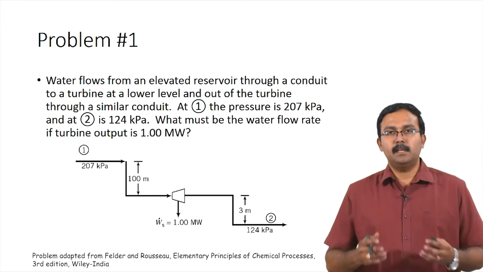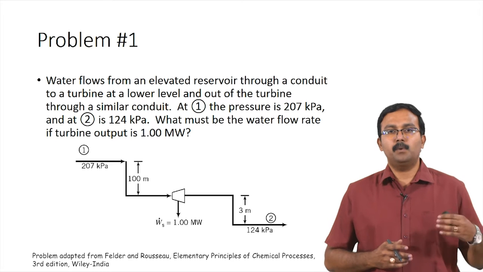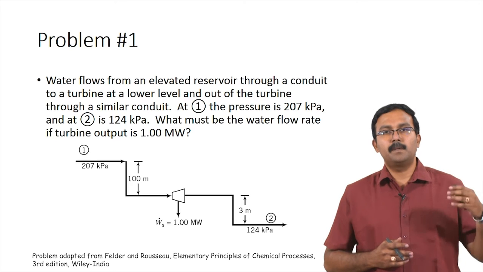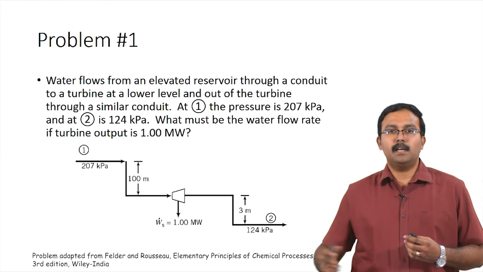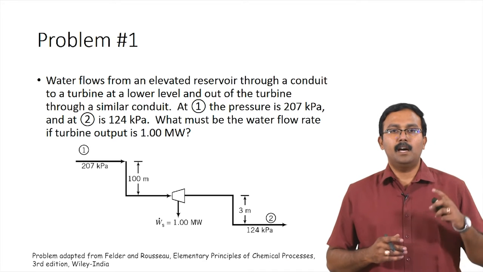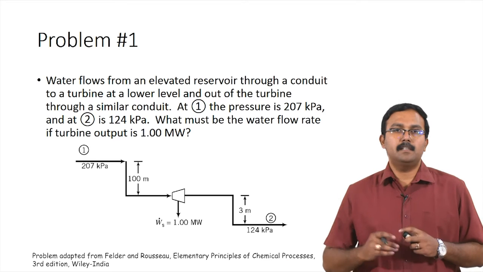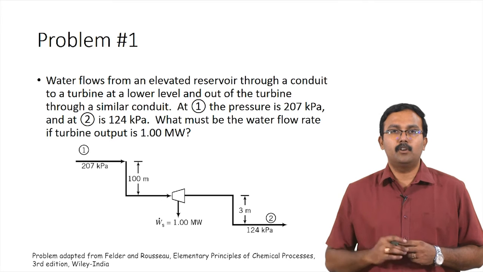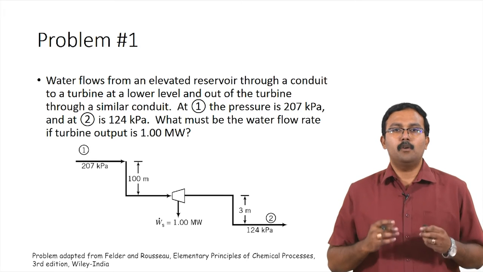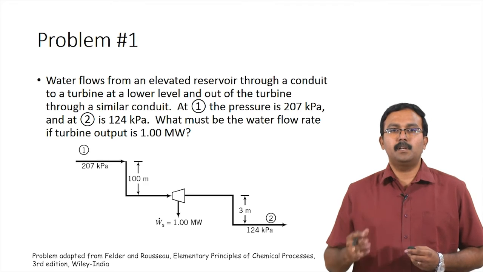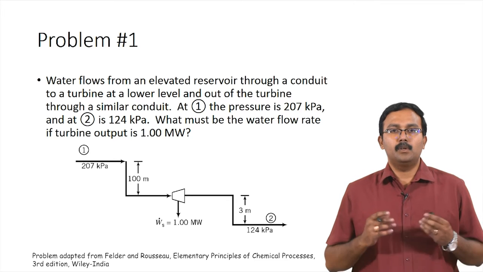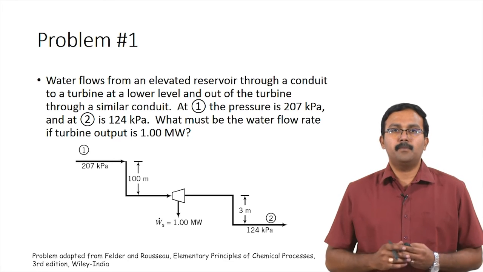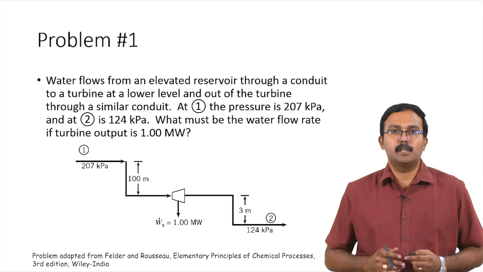So, the setup is given. You have point 1, which is at an elevated level. From here, the water flows down to the turbine and then it again falls back to the second point. So, you have an initial drop of 100 meters and the second level of drop is 3 meters. You also have been given that the shaft work is 1.00 megawatts. So, having this information, let us try to perform mechanical energy balance calculations.